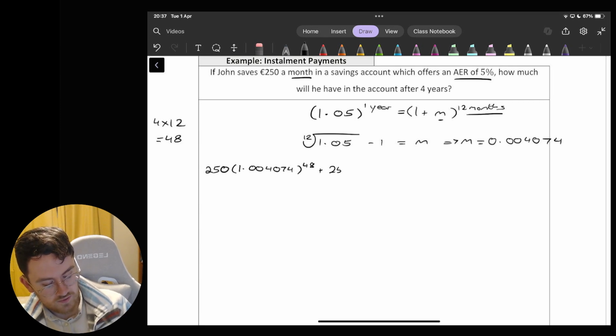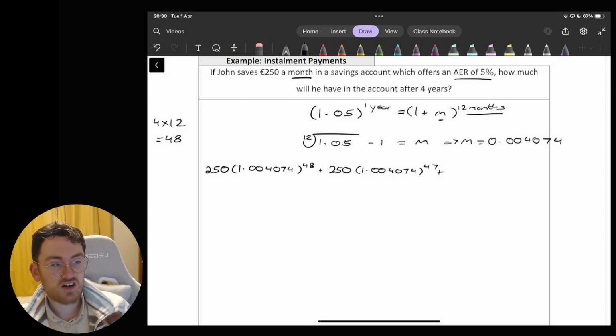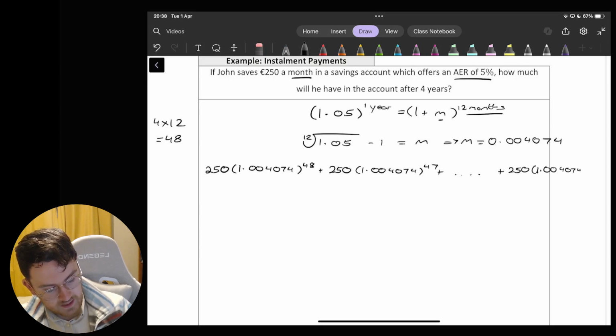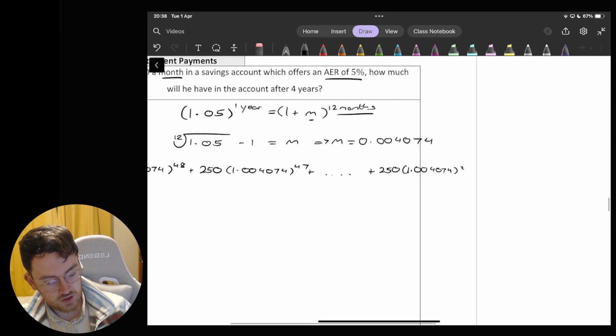The next €250 that he puts in, it is again going to earn interest. However, it will be less interest because it hasn't been in for the entire length of time there. Okay, it's only been in for 47 months. Okay, it missed the first month, and so on and so forth until we get down as far as where we have the second last payment, which is just going to be sitting there for 2 months, and the very last payment, which was just made just at the start of this month.